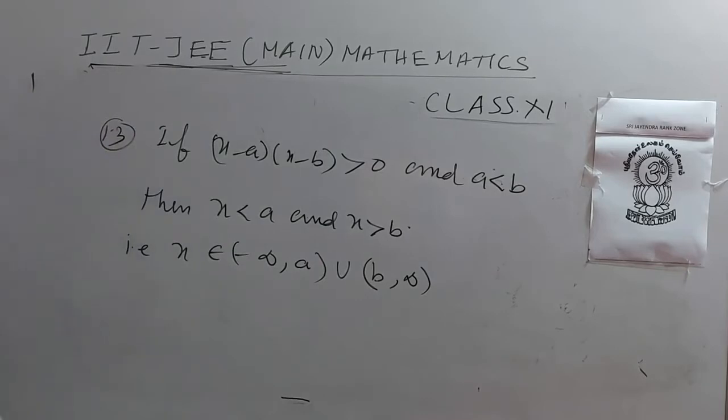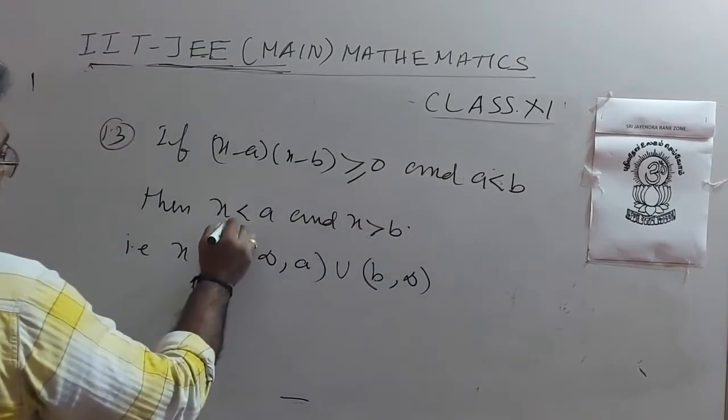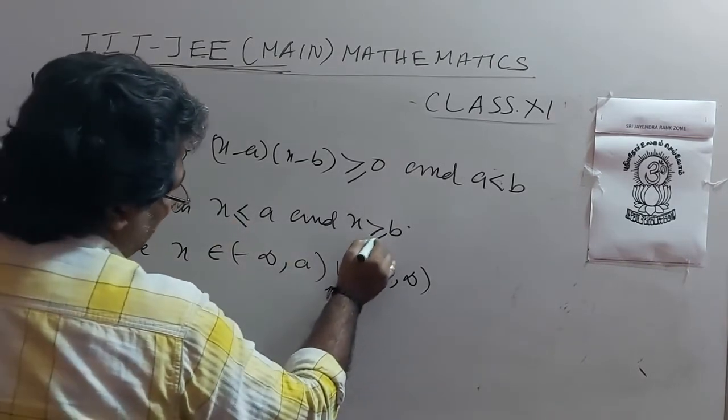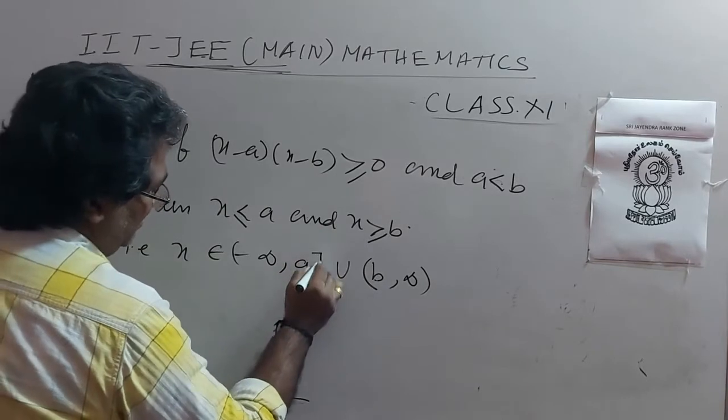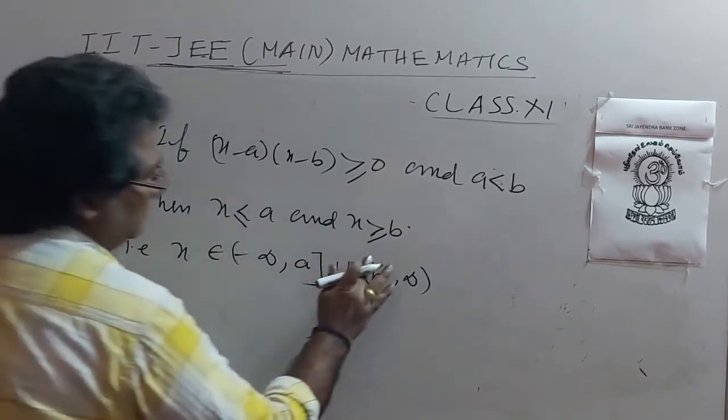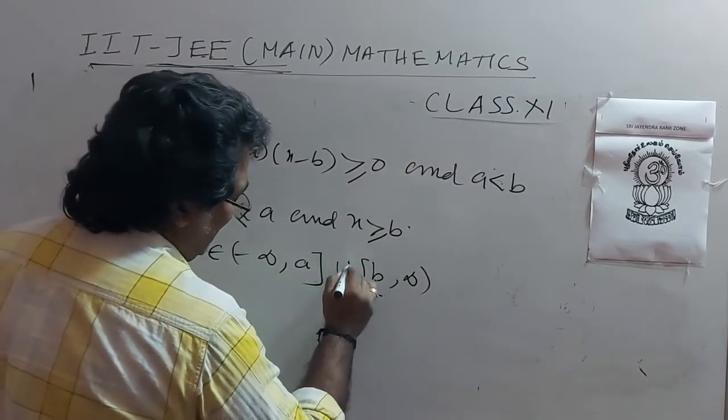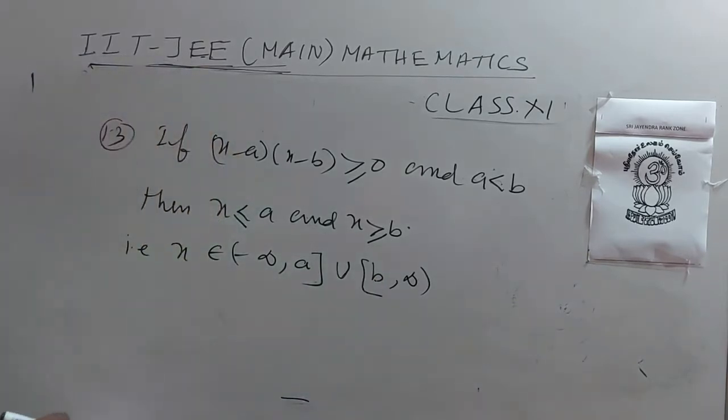Next, 13: if x minus a into x minus b is greater than or equal to 0, then x is less than or equal to a or x is greater than or equal to b. In this case, x belongs to minus infinity to a, closed, union b to infinity, open at infinity.